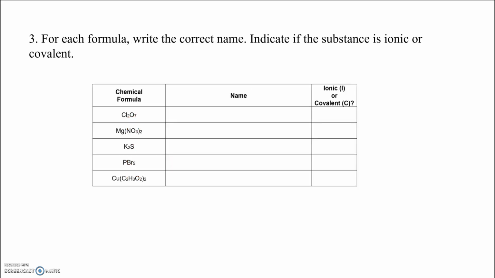All right, part 3, or question 3, kind of asks us to go the other way. Given the formula, what is the name of this compound, and is it ionic or covalent? Well, Cl2O7 would be dichlorine heptaoxide. Hepta is the prefix for 7 of something. This would be covalent because I don't have any metals.